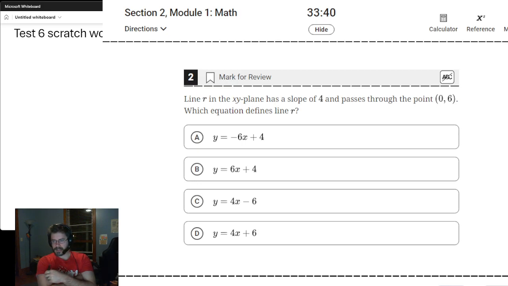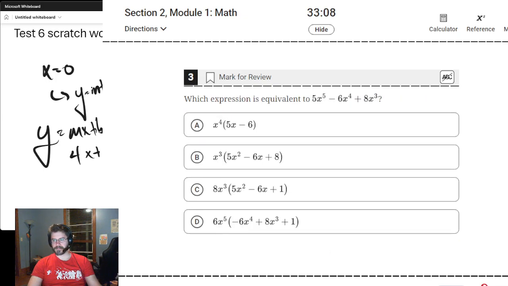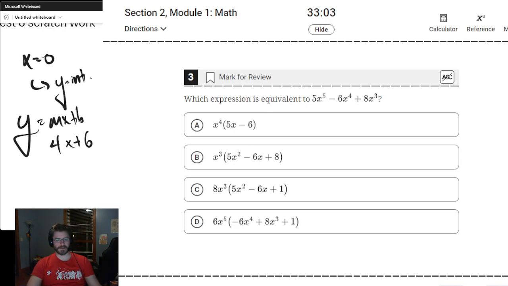We have a line, slope of 4, passes through (0, 6). We should recognize that (0, 6) is a y-intercept. Anytime they give you that x equals 0, that is telling you that it is a y-intercept. So in our format y equals mx plus b, we have been given the slope and we've been given the y-intercept, 6. So what are we being asked for here? The equation itself. So there it is. And that's just a definition that you must memorize. There is no shortcut there. You must memorize y equals mx plus b.